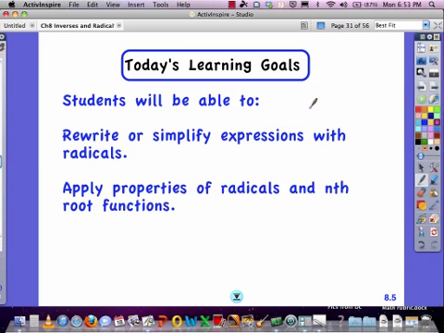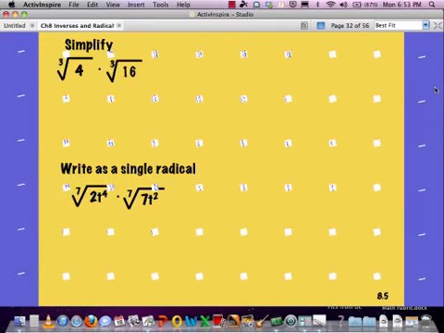Okay, now that we've been working with our radicals and we're getting used to how they look, our next section, 8.5, is products with radicals. So anytime you have a multiplication problem, we're going to see how to use the radicals in it. We definitely want to rewrite or simplify these expressions, and again, continue to apply our properties of radicals and nth roots to these different problems.